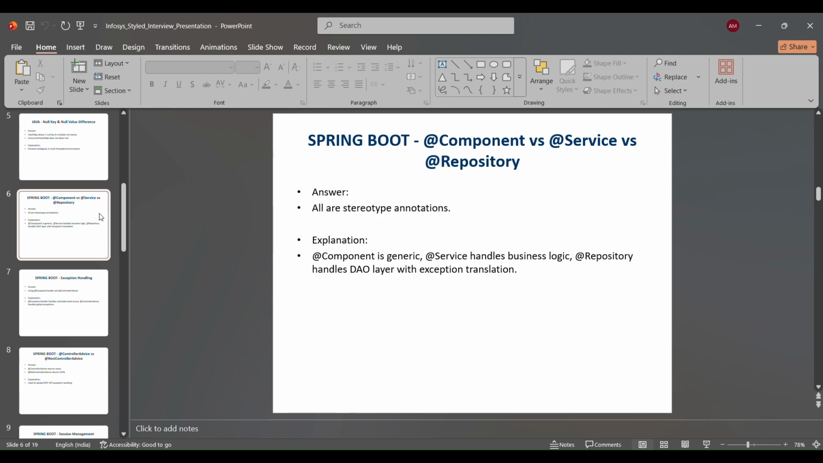Now we can discuss Spring Boot concepts, like what is the difference between component versus service versus repository. These are all stereotype annotations. Component is generic, service handles business logic and repository handles the DAO layer with exception translations.